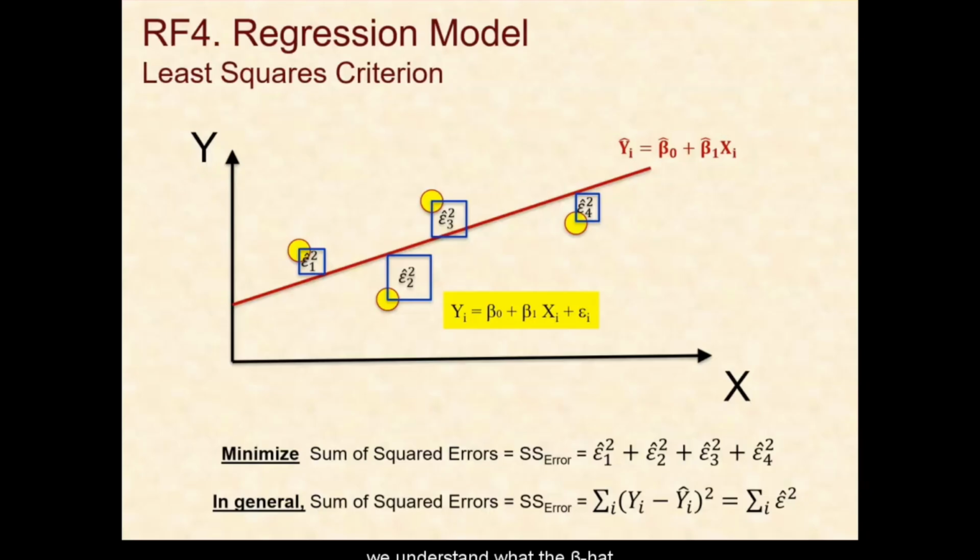From this discussion, though, we understand what the beta hat values represent. They are the coefficients for this fitted line that describes the relationship between x and y in the sample data, and that provide an estimate of the relationship between x and y for the real-world process. The fitted line is defined as the unique line that satisfies the least squares criterion of minimizing the sum of squared errors between the data points and the line.